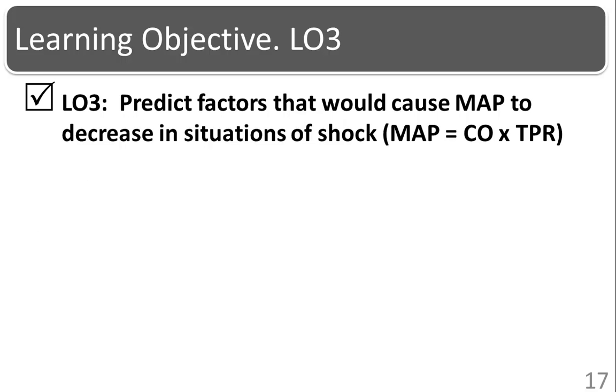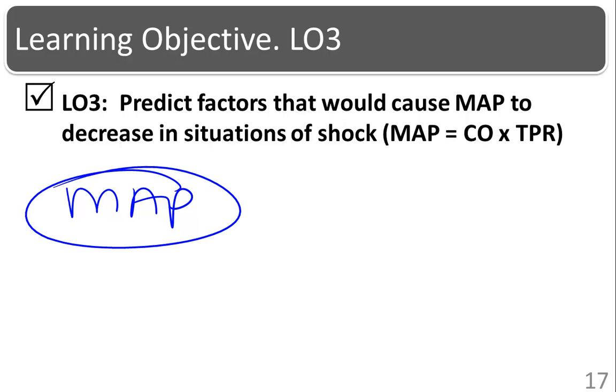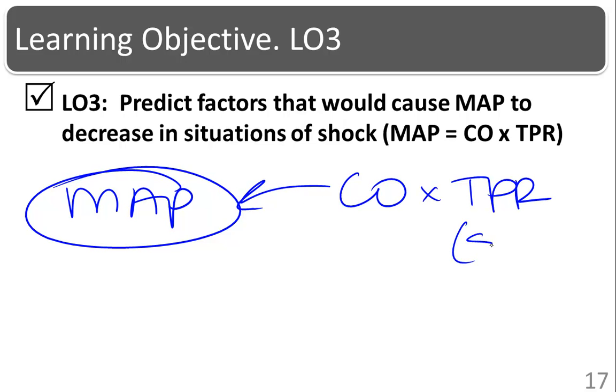Right, that's from UpToDate. You can read that. Okay, so predict the factors that would cause MAP to decrease in situations of shock. So again, the whole thing in circulatory collapse or shock is that you've compromised your mean arterial pressure. Mean arterial pressure is due to your cardiac output and your total peripheral resistance. Again, a lot of textbooks like to call that systemic vascular resistance, so don't get confused by that.